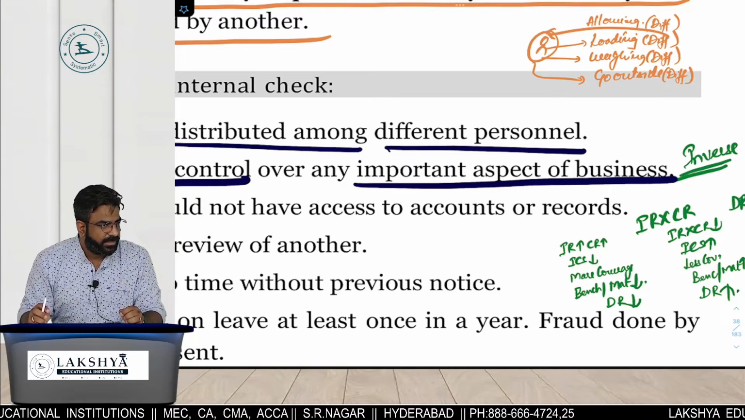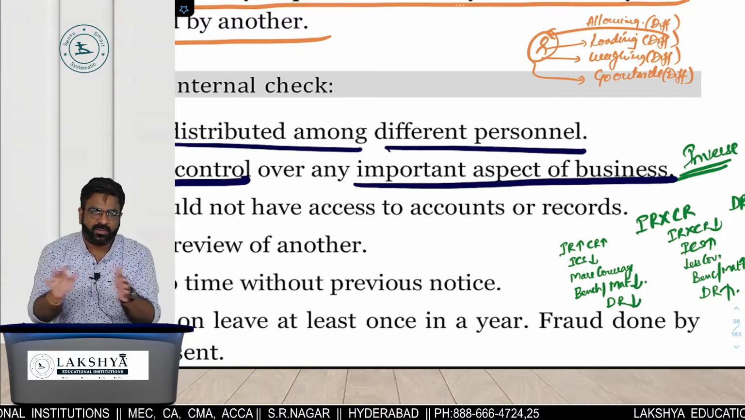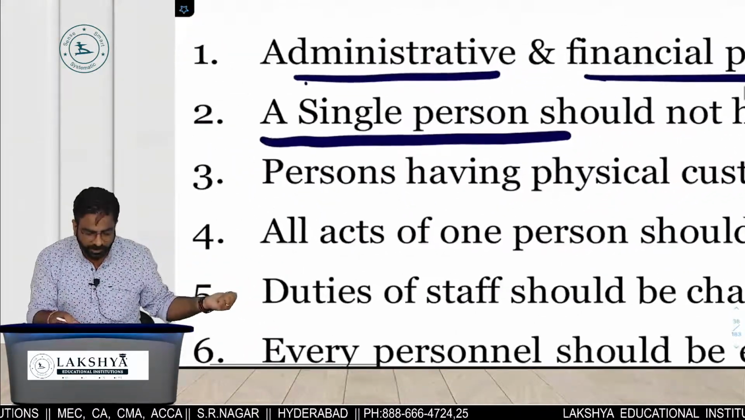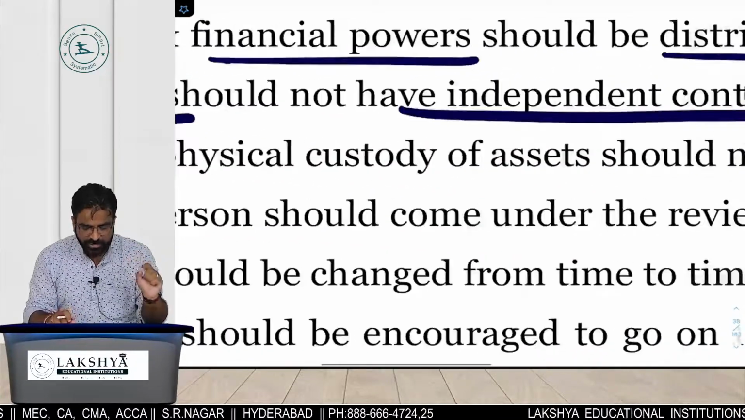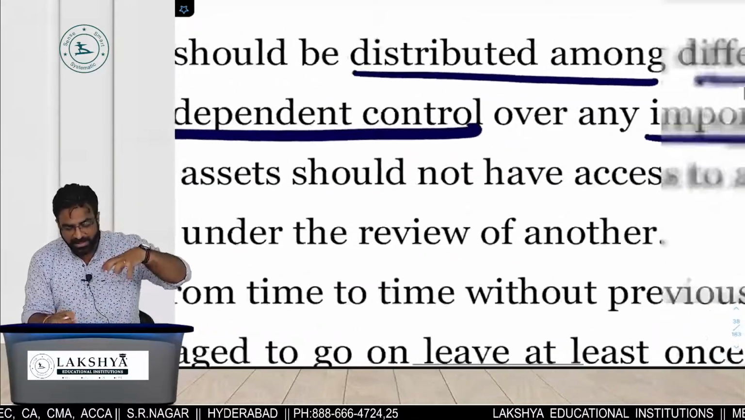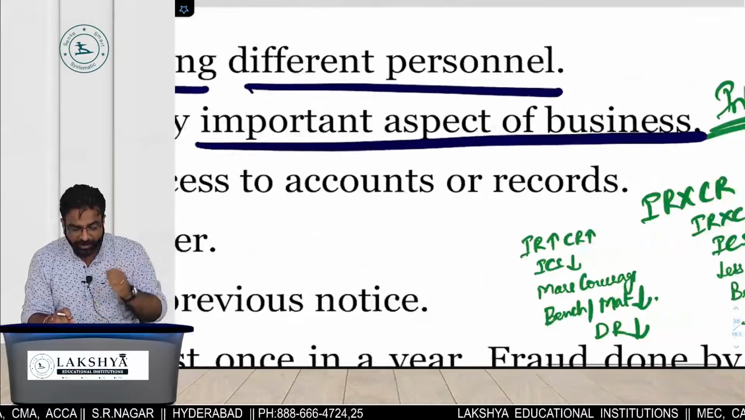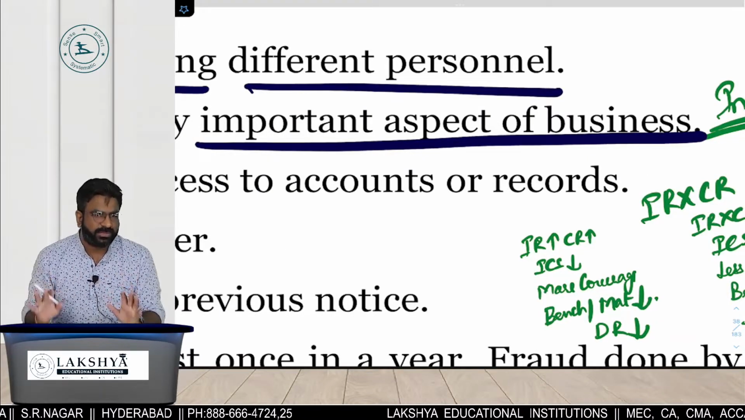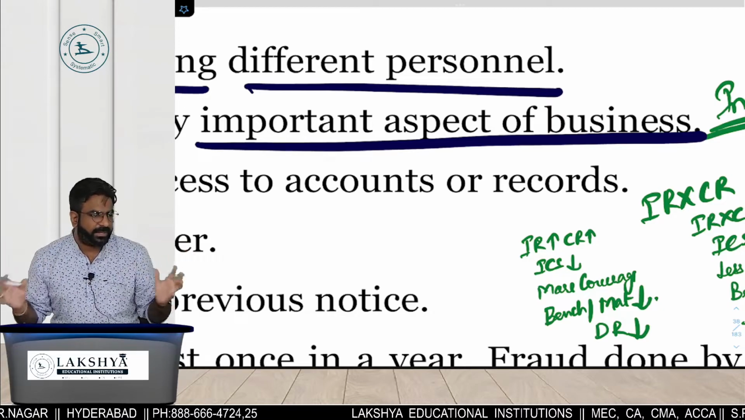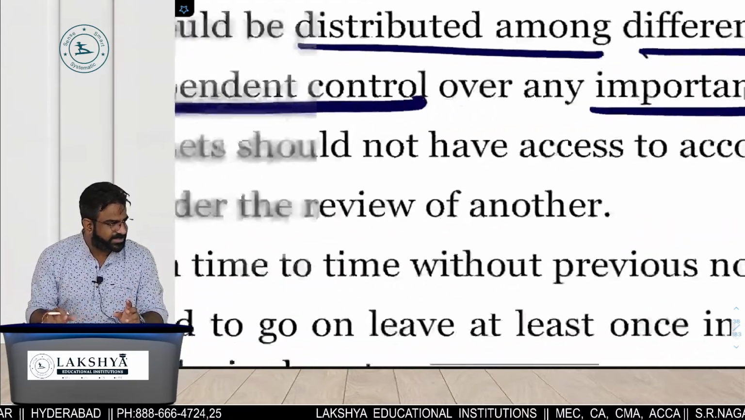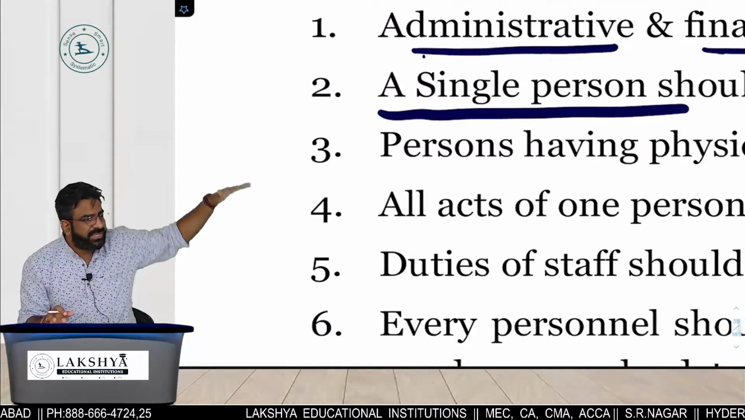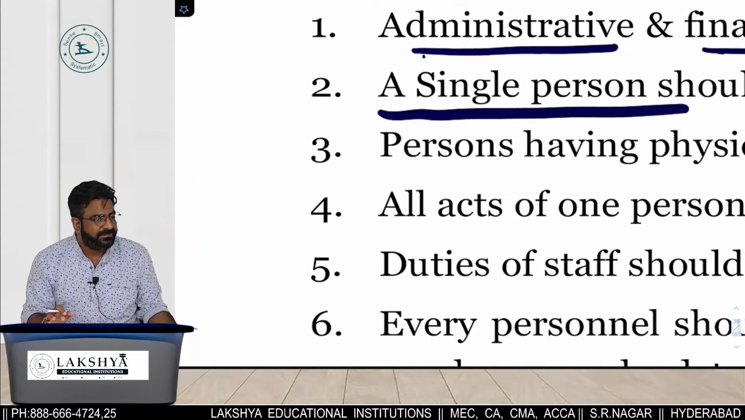Did you get the point? We don't want that kind of thing in the organization. That's why you have to read the point number 2 again. Read the point number 2. Single person should not have independent control over any important aspect of a business. एक बंदे को इतना control मत दो कि he will be too much independent to do everything. Did you get the point? That is a sign of good ICS. So basically we are doing the features of good internal check system.